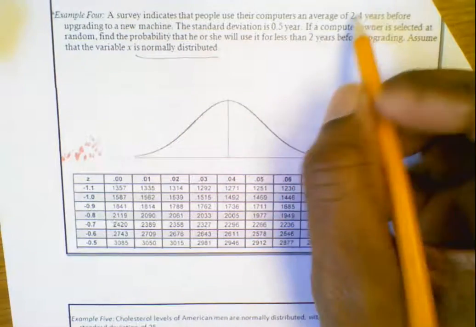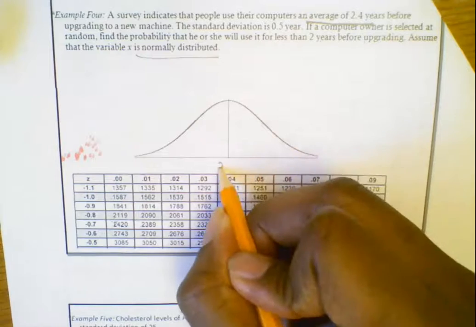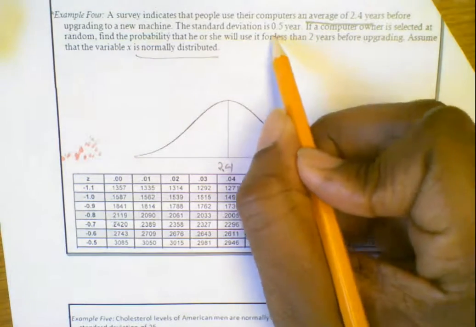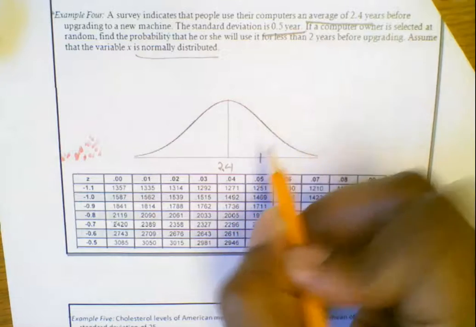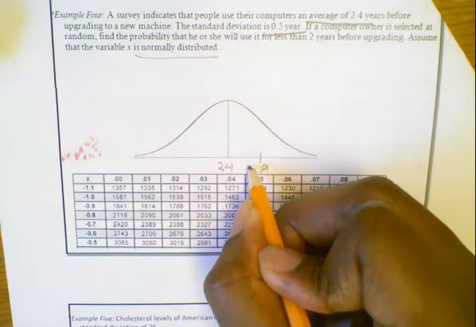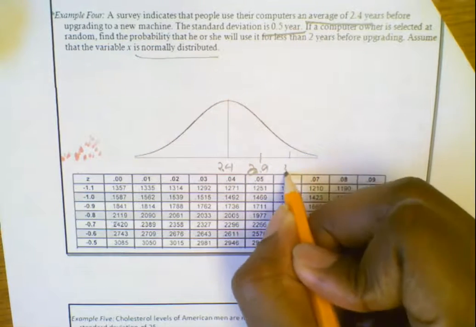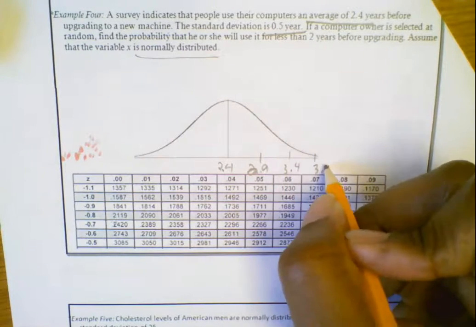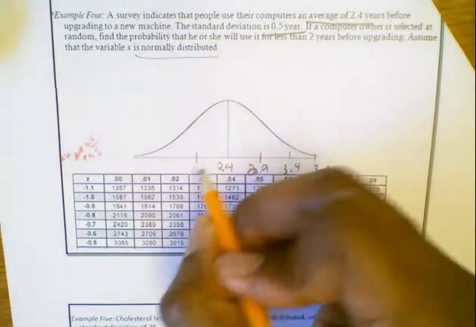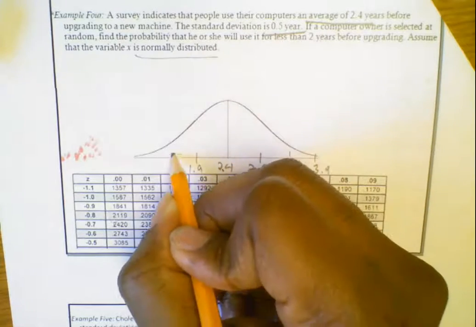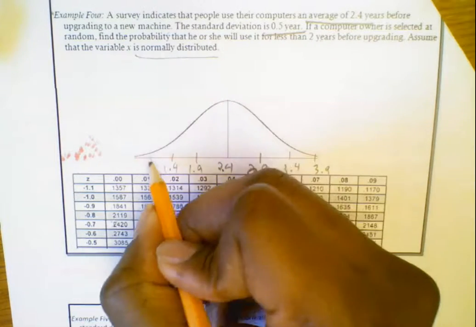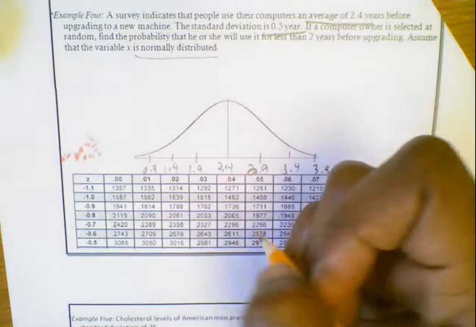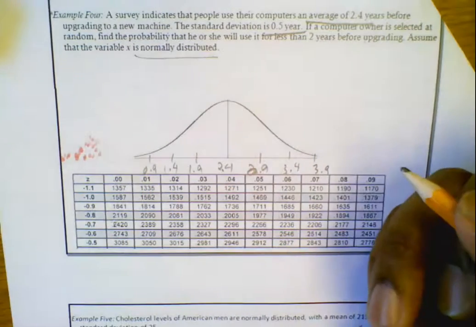So let's first draw the normal curve. It said the average is 2.4 years. And then they said the standard deviation is 0.5 years. So it's going to be 2.9, and that's going to be 3.4, 3.9. So that's 3 standard deviations to the right. On the left end, it's going to be 1.9, 1.4, and 0.9. That's 3 standard deviations to the left.